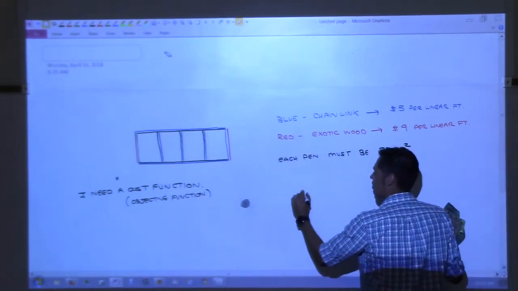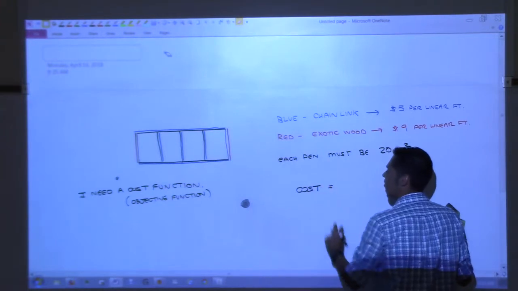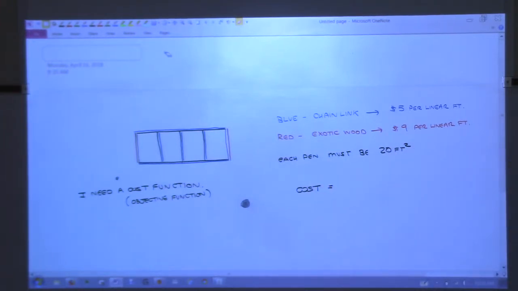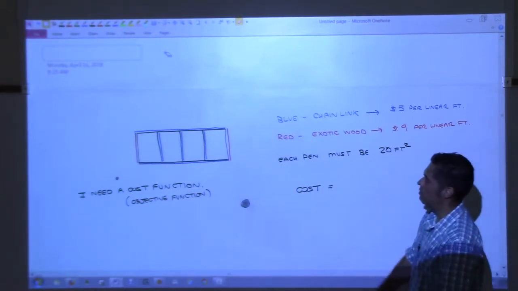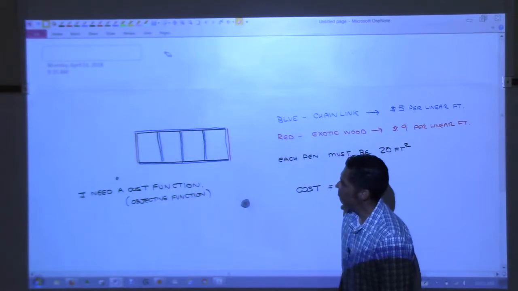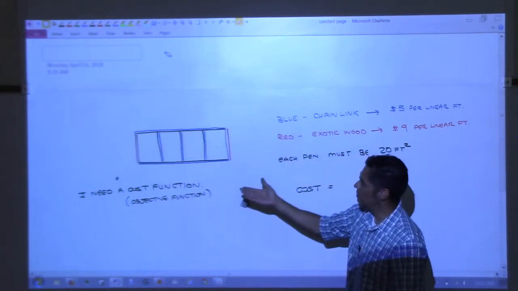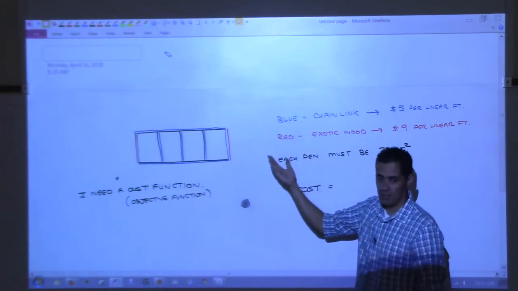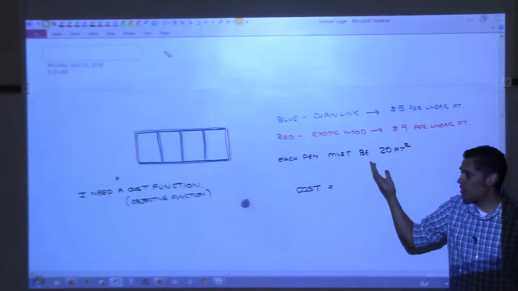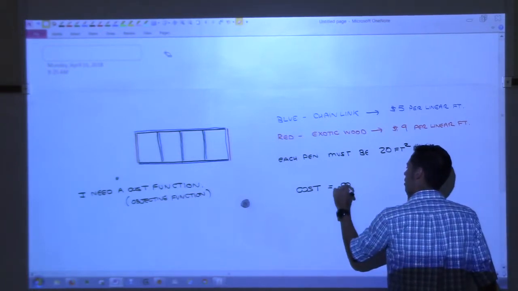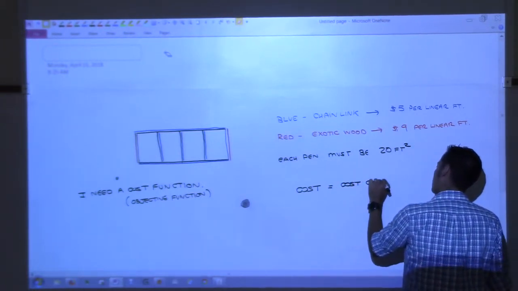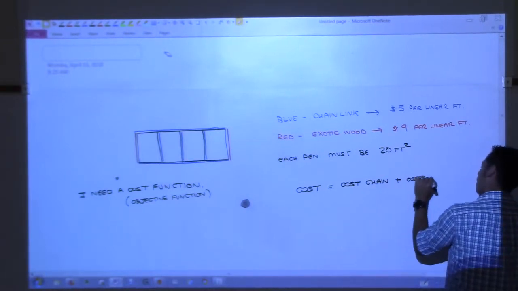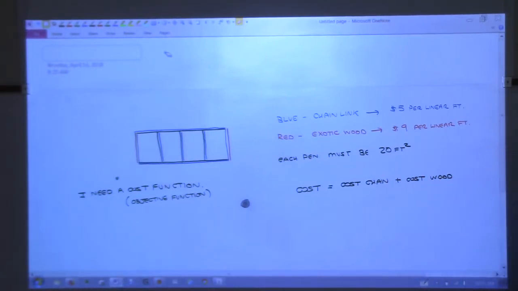Okay, what will the cost of this project be? The cost will be equal to what? Just in real basic words, tell me what it is. The cost of building the chain plus the cost of building the wood, right? I mean, that's what the cost of this is going to be. So this is the cost of the chain link fence plus the cost of the wood part of the fence. If I can get those two added up together, then I'd have the cost, right?